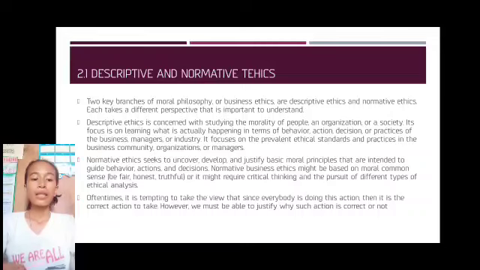Oftentimes, it is tempting to take the view that since everybody is doing this action, then it is the correct action to take. However, we must be able to justify which action is correct or not.